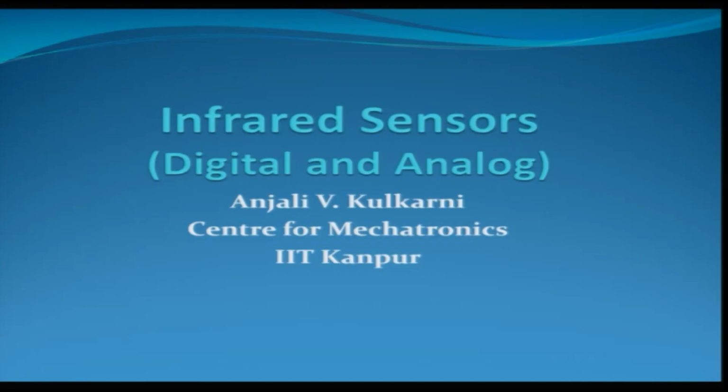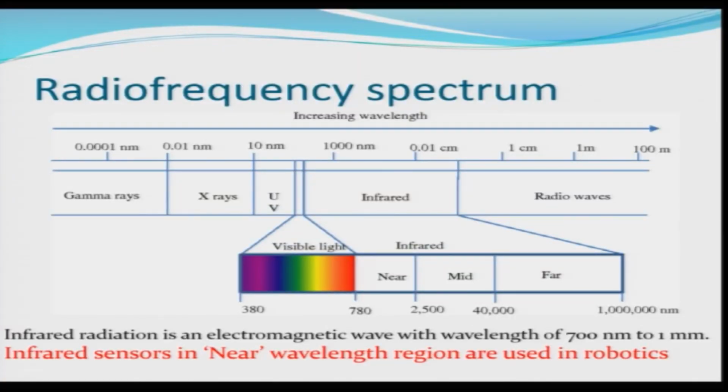In continuation with our experimental modules of the robotics course, today we will see introductory theory on infrared sensors. Here you see the electromagnetic spectrum, starting from gamma rays, X-rays, UV, to visible light, to infrared and radio waves. Here is the infrared band, where the wavelength of the electromagnetic waves is between 700 nanometers to 1 millimeter, and we are concerned about this near infrared band of wavelength 780 to 2500 nanometers, which is used largely in the field of robotics for detection.